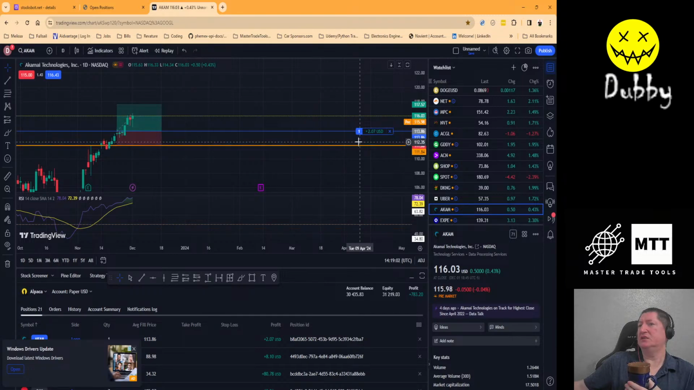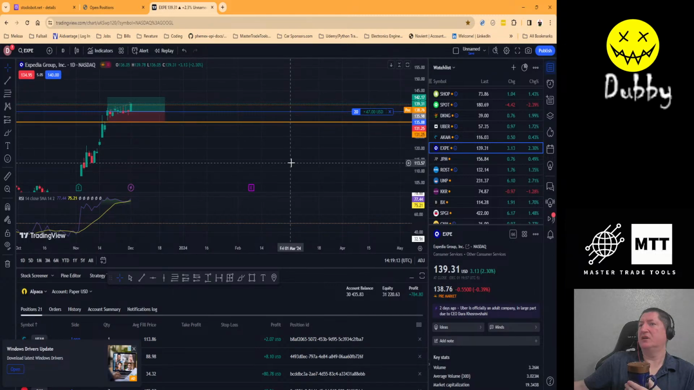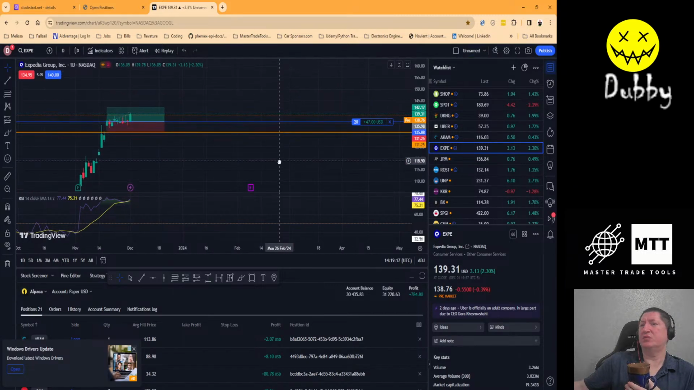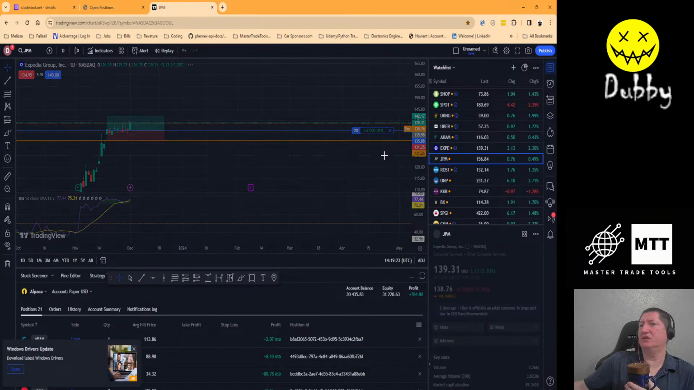Still in green. Pre-market movement has gone down. No, it looks like it stayed in the same spot. Then we've got Expedia, currently at 47 profits. A little bit of pre-market movement to the downside, but very little.